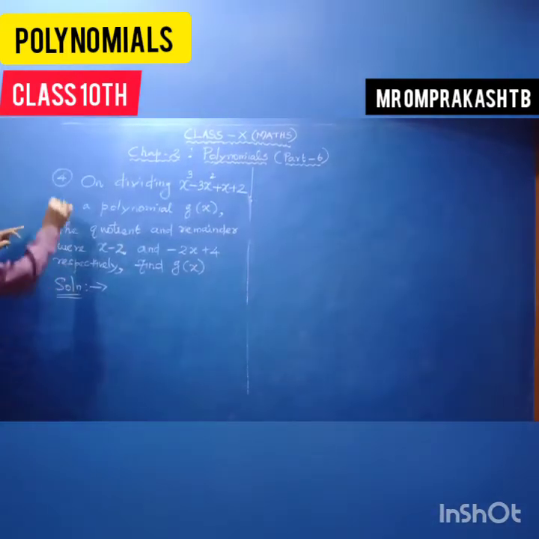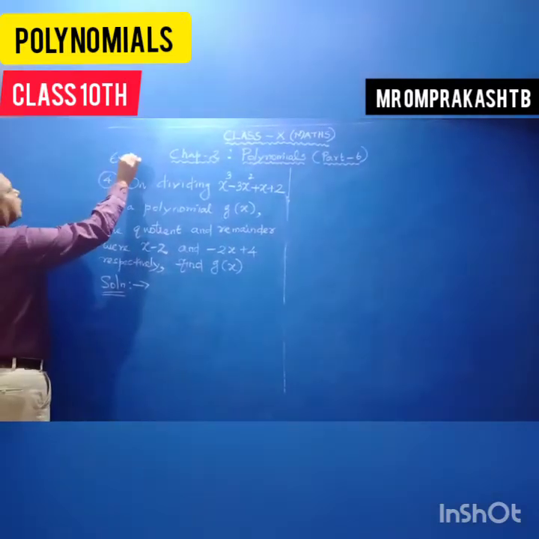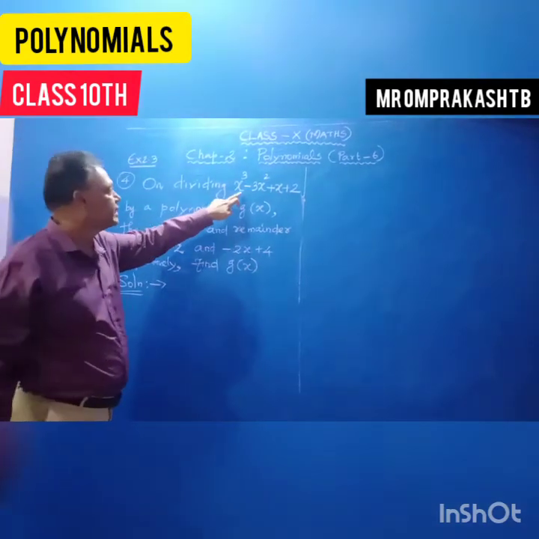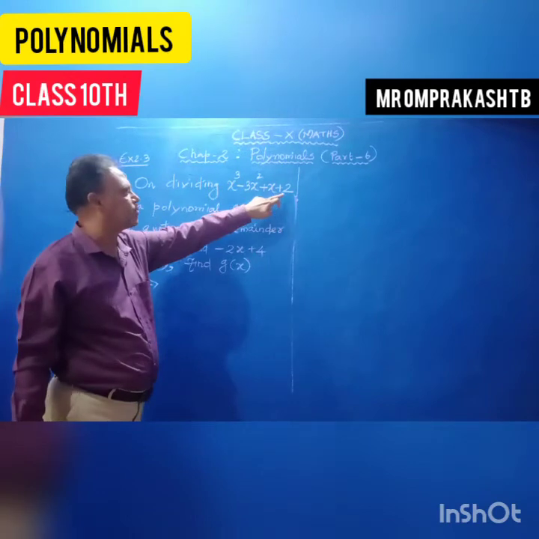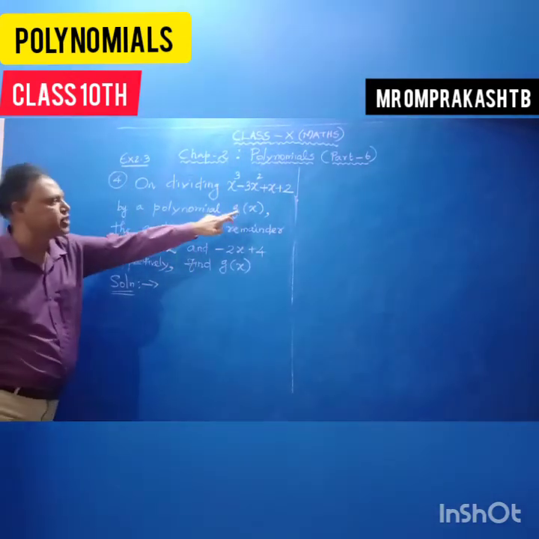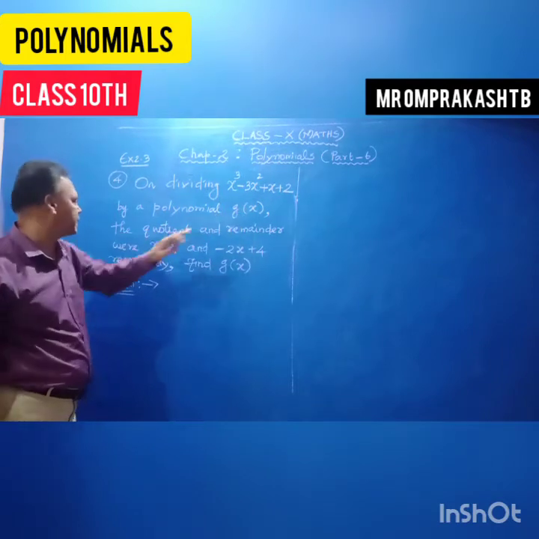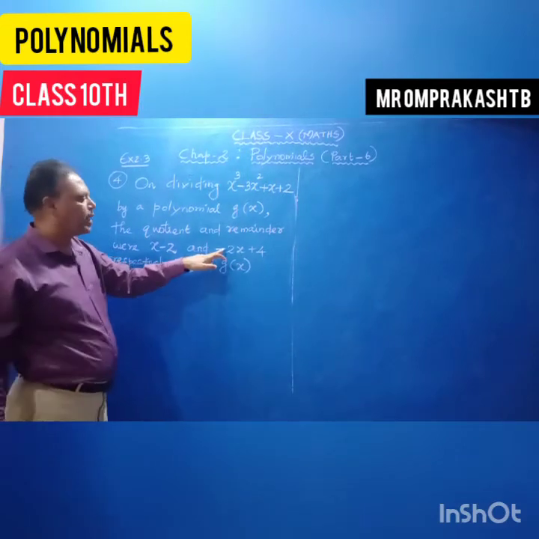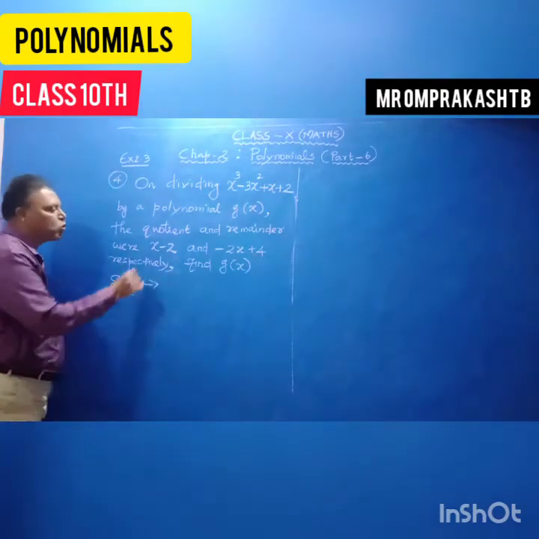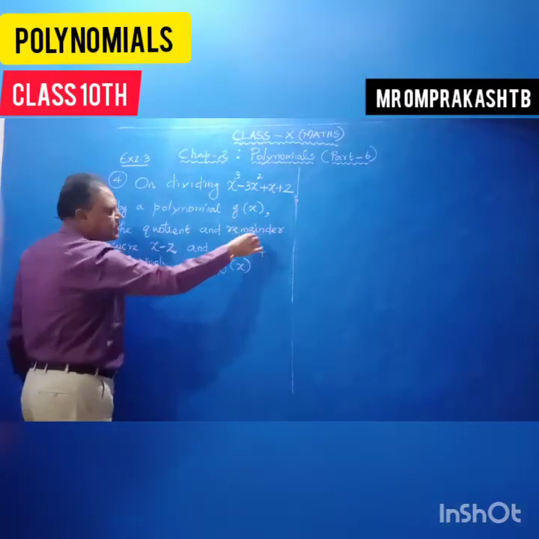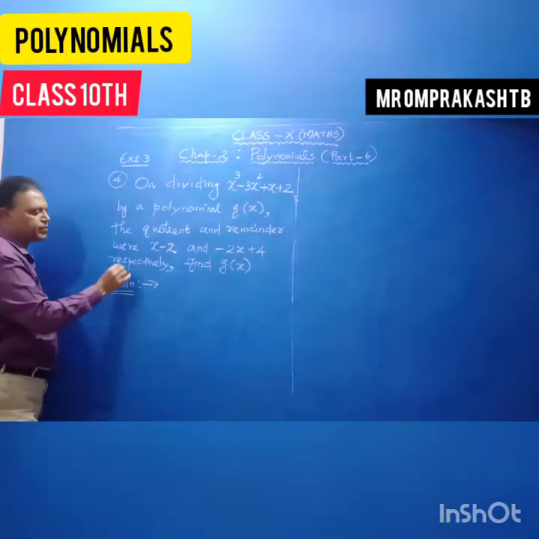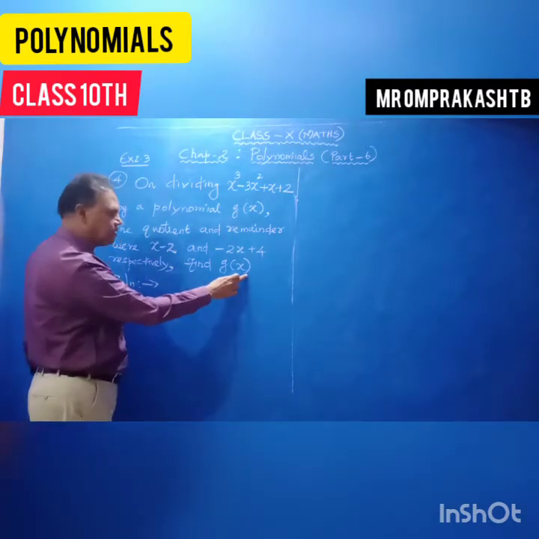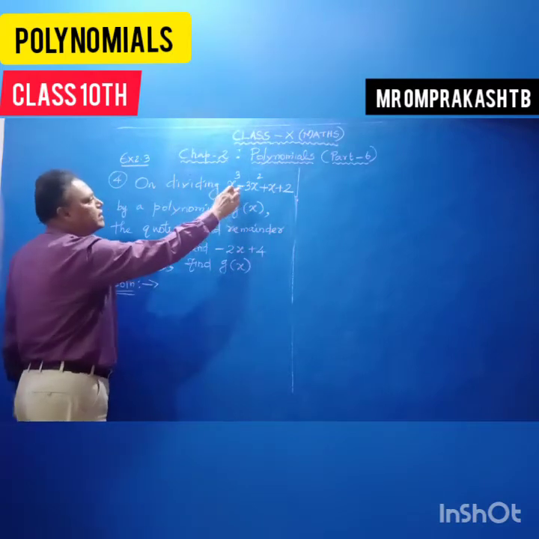So next problem, exercise 2.3, fourth problem. On dividing x cube minus 3x squared plus x plus 2 by a polynomial g of x, the quotient and remainder were x minus 2 and minus 2x plus 4 respectively. That means quotient is x minus 2, remainder is minus 2x plus 4. Find g of x. You have to find out the divisor. The dividend is given.